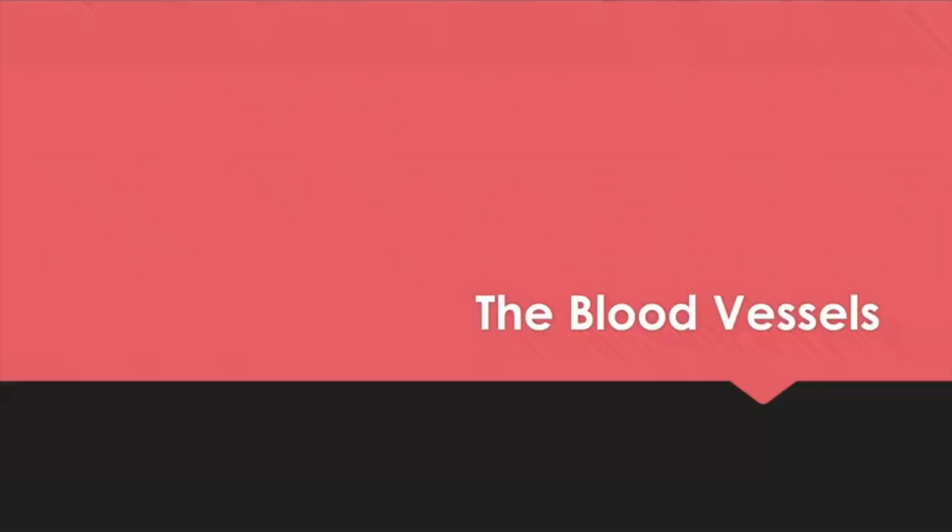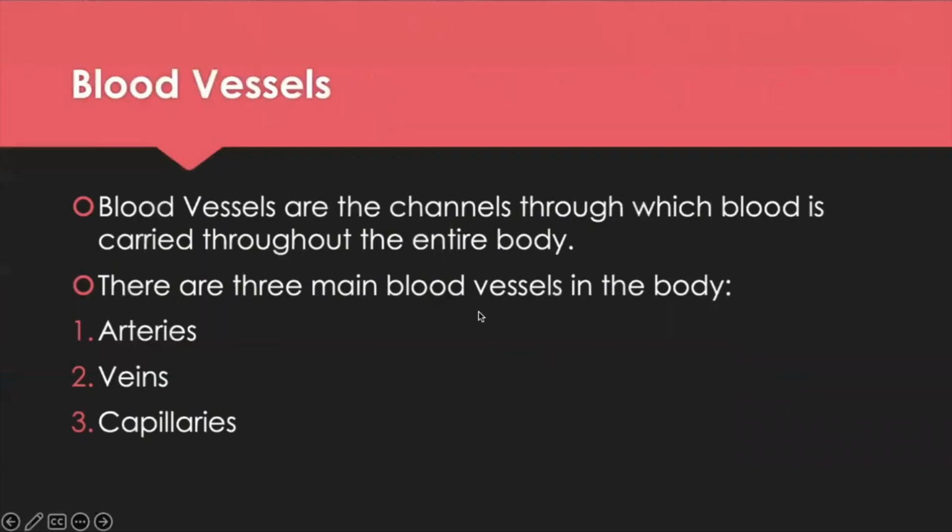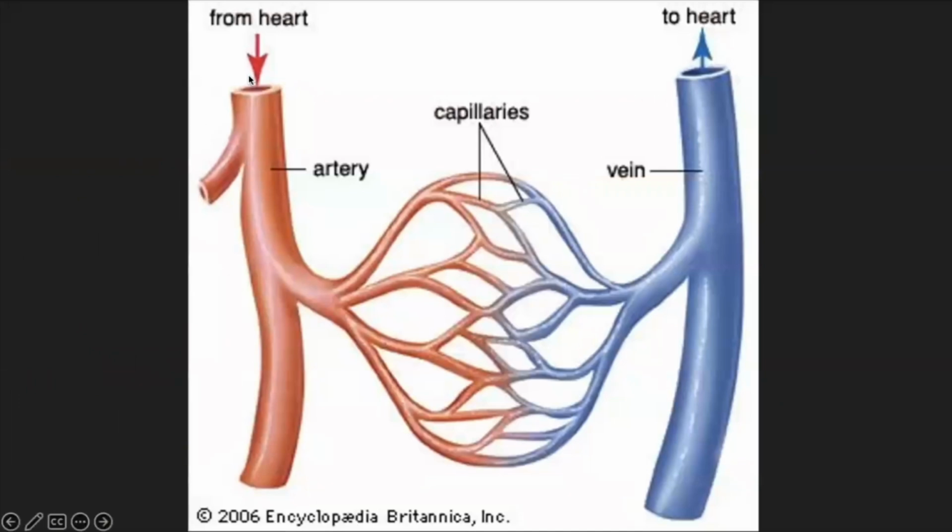And finally, we want to take a look at blood vessels, probably the easiest of the parts of this topic to consider. We already looked at blood, we already looked at the heart, so now let's take a look at blood vessels. Now, there are three main blood vessels in the body. We know what blood vessels do, but there are three main blood vessels in our body: arteries, veins, and capillaries.